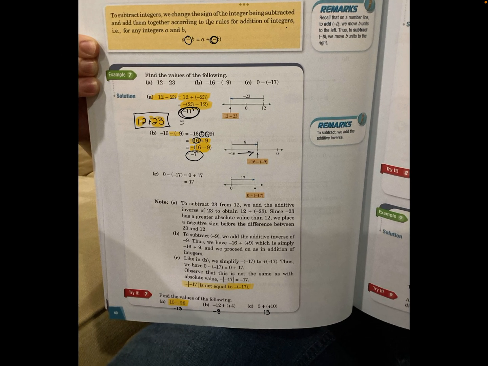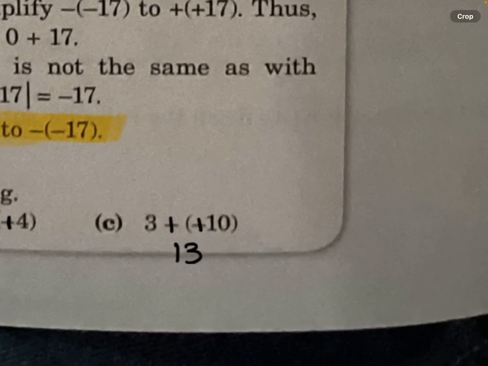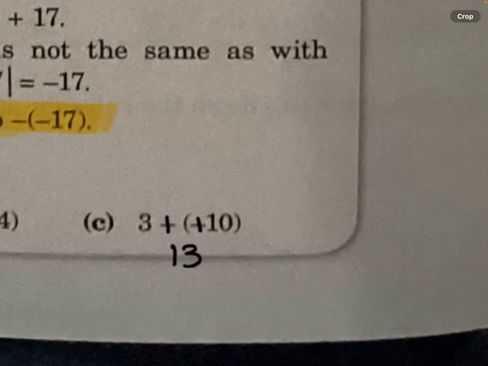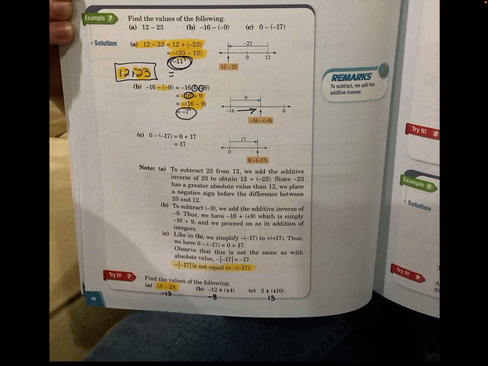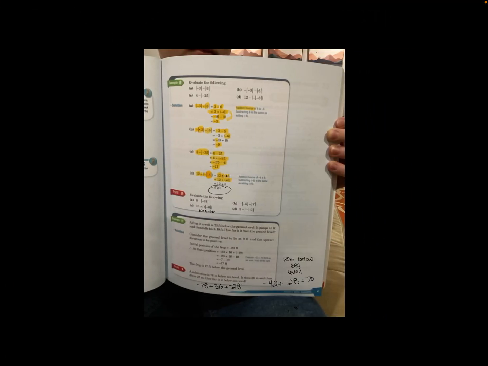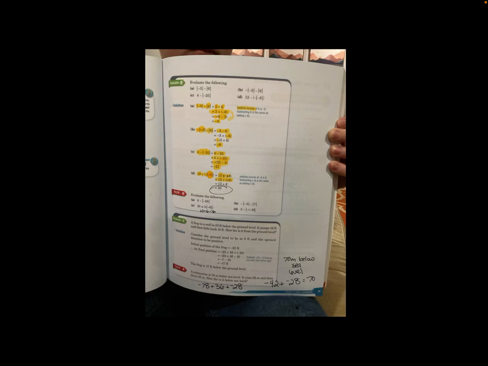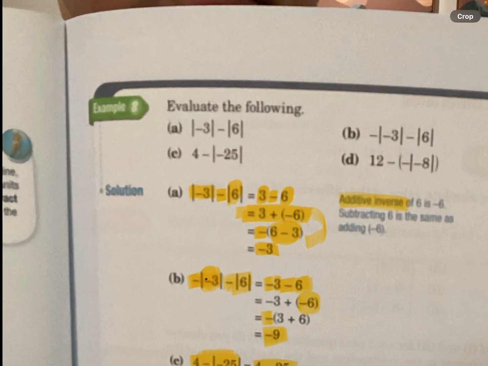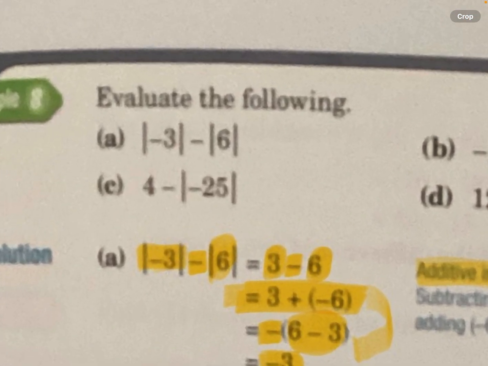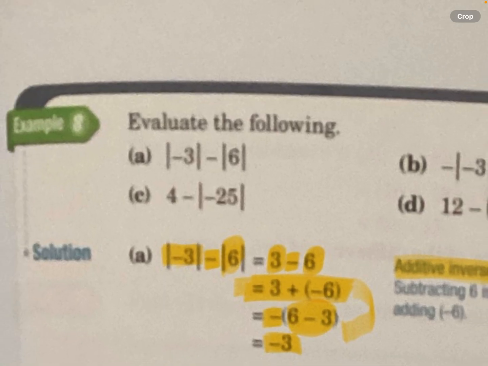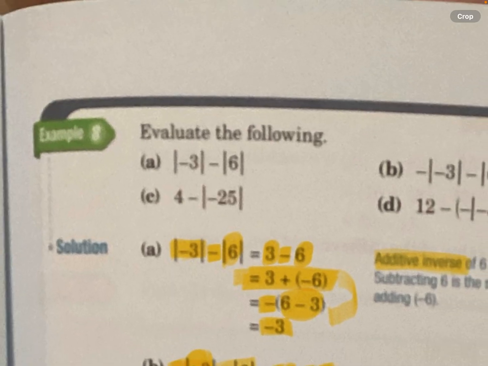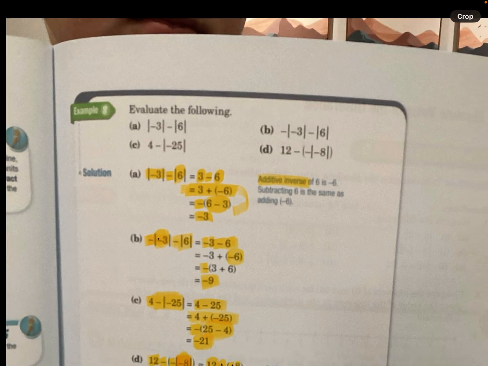So if you are subtracting a negative, you can see down here that 3 minus negative 10, we turn both of those into plus signs, and we just continue on with that. And you just want to be careful with absolute value. Remember the absolute value, find that, and then do the plus a negative.